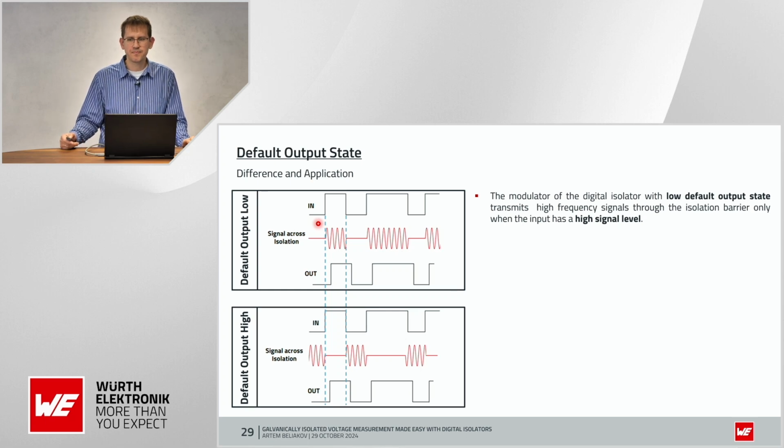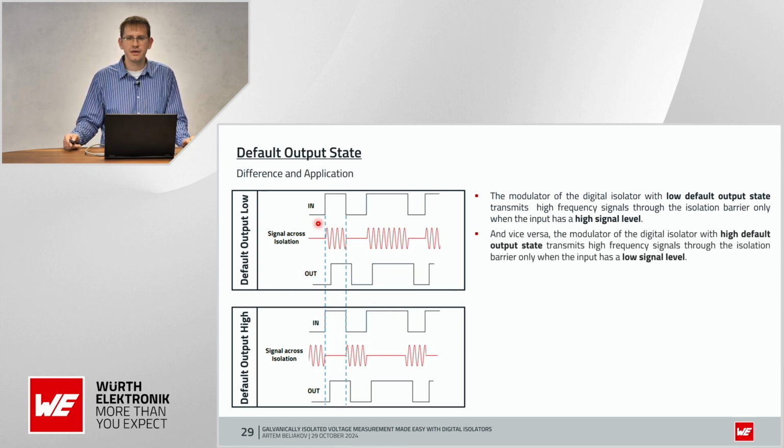modulator works. And vice versa, the modulator of the digital isolator with high default output state transmits high-frequency signals through the isolation barrier only when the input has a low signal level. Again, we can see here that when the input is low, only during this time the internal high-frequency modulator works.